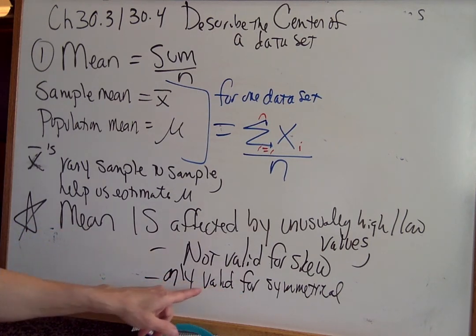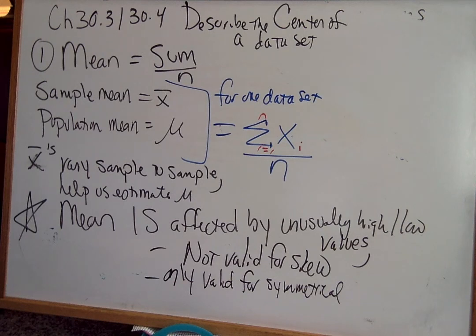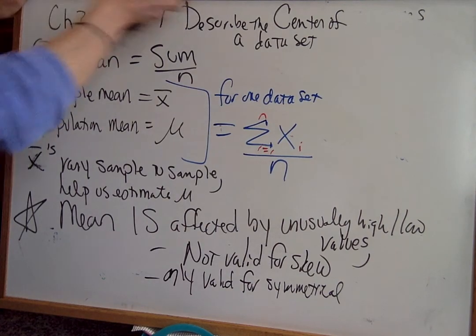We're not allowed to be using the mean for those right skew and left skew distributions, or for example, our Instagram histogram the other day, right? We could see skew on that one. So what are you supposed to do if you can't use that? That's where the median comes into play.